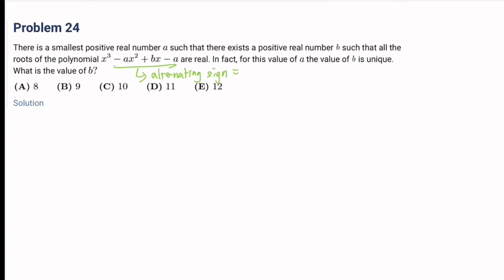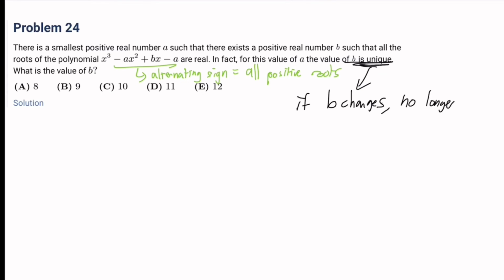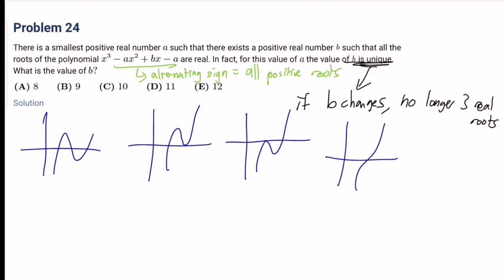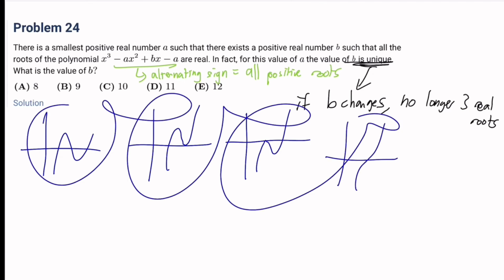That means the sum is positive and the product is positive. So this means all positive roots. And one more thing, because b is unique, if b changes, then it should no longer have 3 real roots. Since it has all positive roots, it's either like this, meeting it twice, or like this, meeting twice, or like this, meeting only once. Let's test all of these cases.